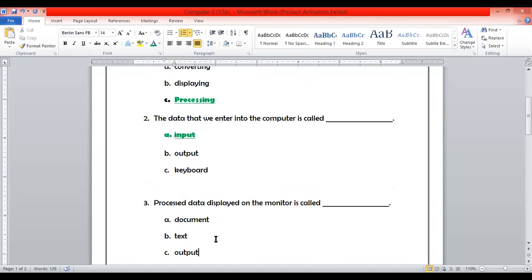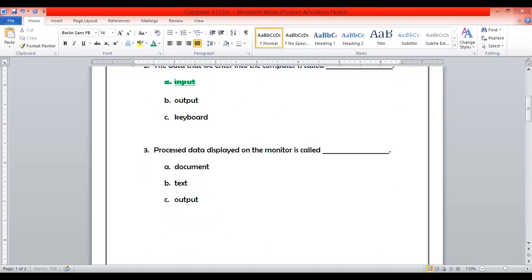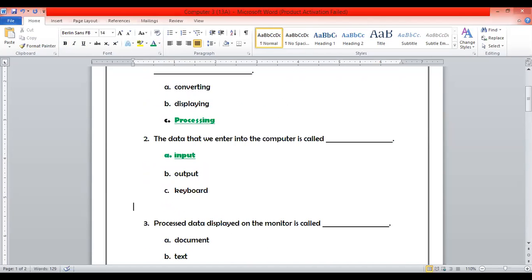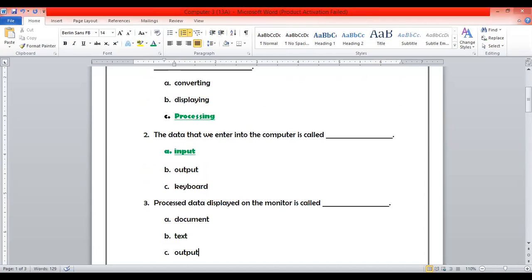Now we are at question number 3. The question is saying: the processed data, the data which is processed, displayed on the monitor is called what? For example, we are playing a game, watching a movie, or seeing our file. It's a document, a text, meaning the words, or it's an output. What do we call it?